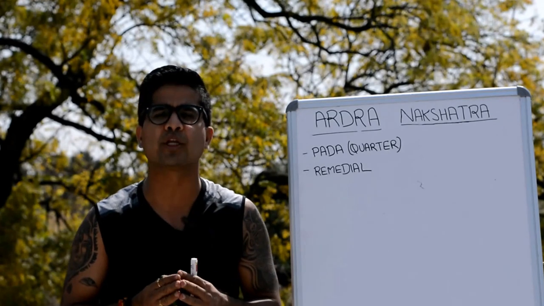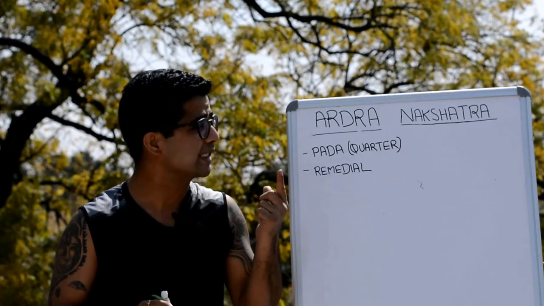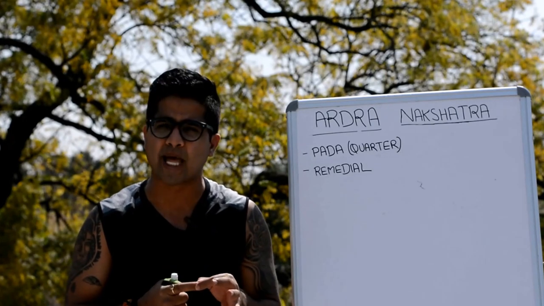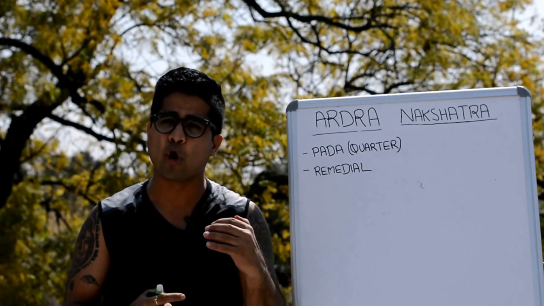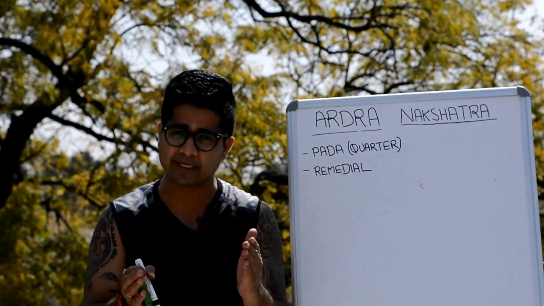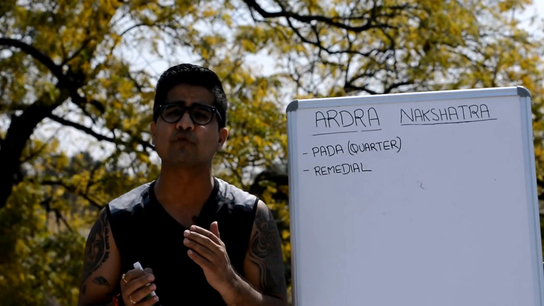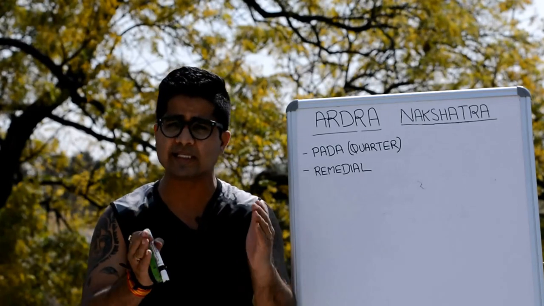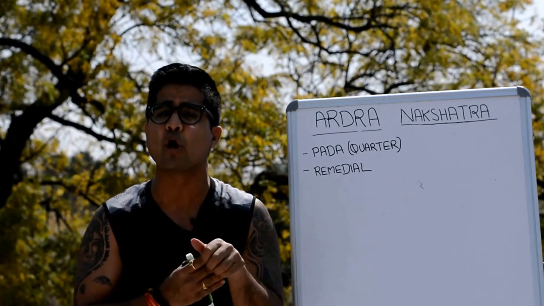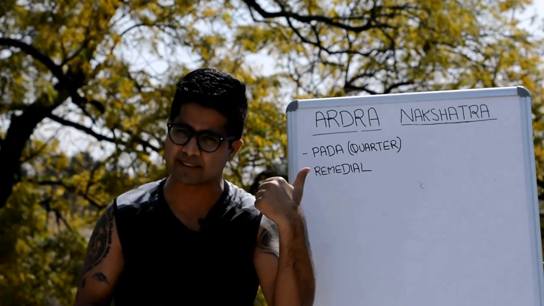Finally, we have reached the last part of our discussion on the Ardra Nakshatra. In this part, we will try to understand the behavior of the planets, if they will be inhabiting or transiting different padas of this nakshatra. Because the way each zodiac sign carries the energy of three different nakshatras, in the same way each nakshatra can be further classified into four padas, or the four charans. So we will have our discussion on that.